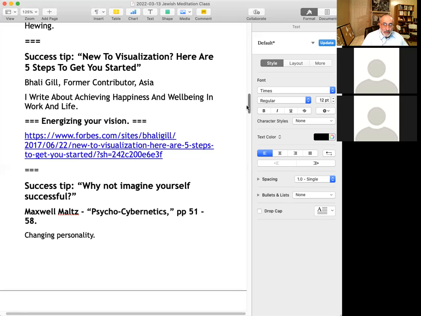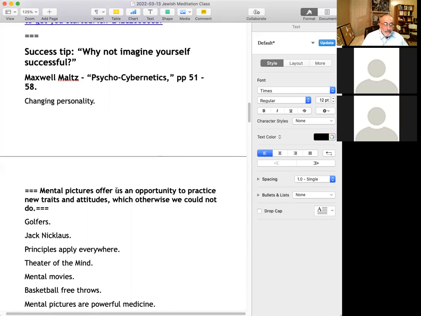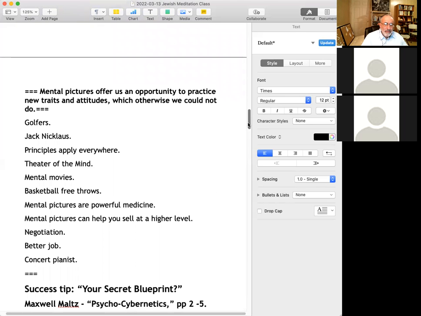So then to give examples of this, we read a little bit from Maxwell Maltz in Psycho-Cybernetics. And he talked about mental pictures offering us an opportunity to practice new traits and attitudes, which otherwise we could not. So he talked about how golfers and pianists and people in all walks of life are using visualization to practice. Now you can understand how real they're making it. If you can have a pianist who practices a piece composition in their mind and gets better at playing it, you can imagine how real they're making it in their mind. That's a big deal. That's what we're talking about.